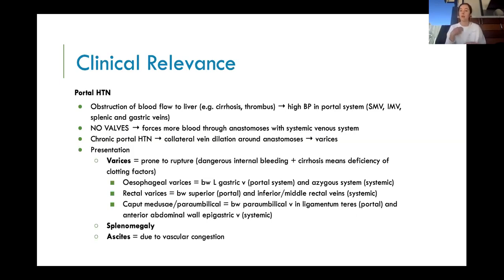So your main ones are your esophageal varices, and they can dilate and bleed. And these are just the connections. So your esophageal varices are between your gastric vein, which is your portal system, and then your azygos system, which is your systemic venous system, is the main example. And you can also get splenomegaly and ascites from this extra pressure, so fluid leaks out.